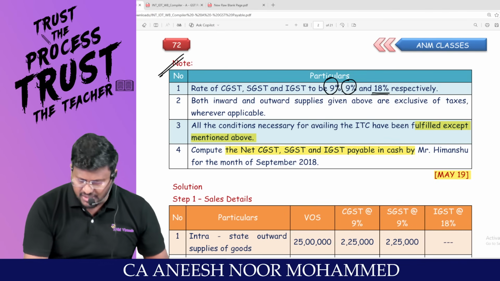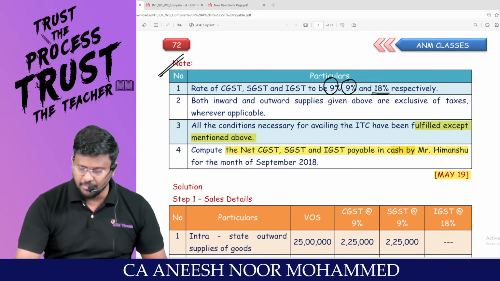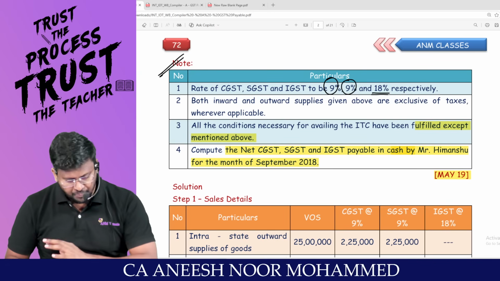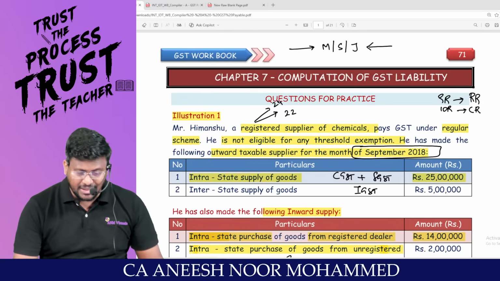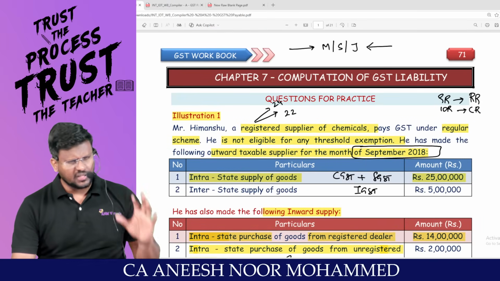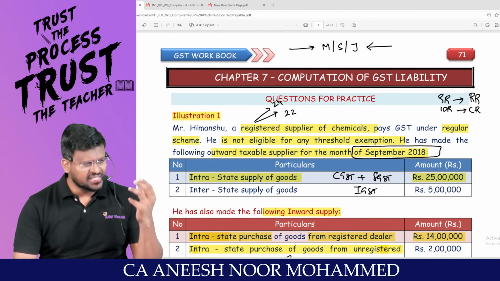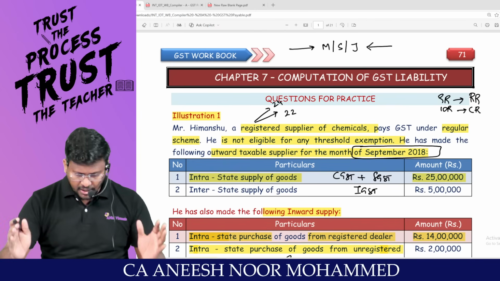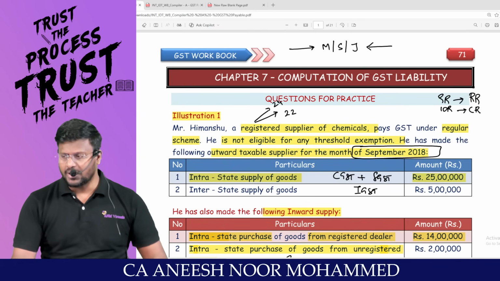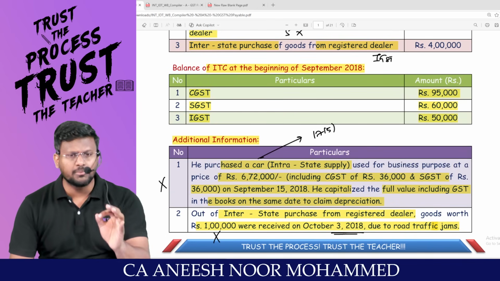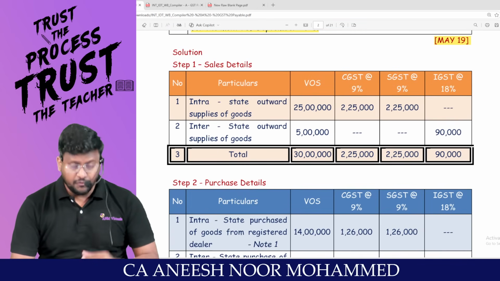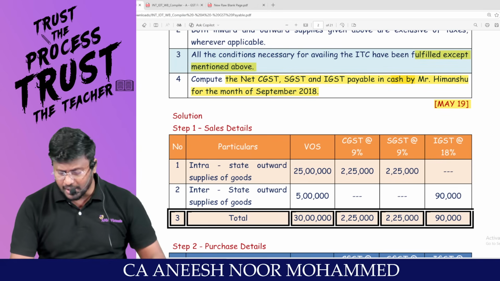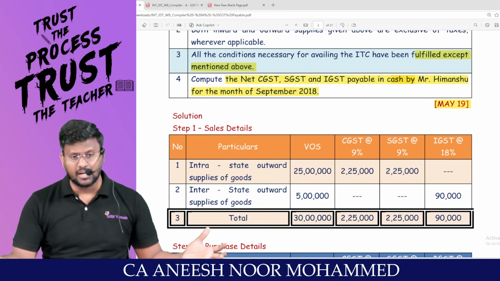Compute the net CGST, SGST, IGST payable in cash by Mr. Himanshu for the month of September 2018. Don't be ignorant to get that 10 marks in examination, because we know everything. We have studied everything from supply till the return filing. If entire GST has to be asked in one question, that's the computation of GST payable. That too, we have made a super fantastic, outstanding format to solve that 10 mark question.